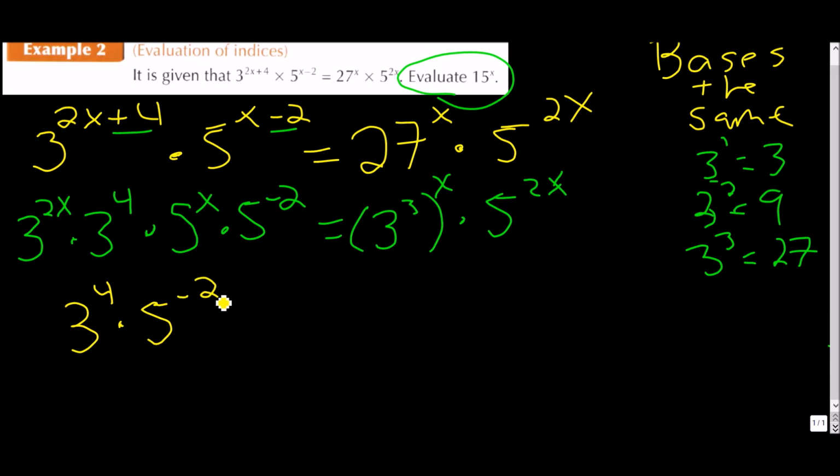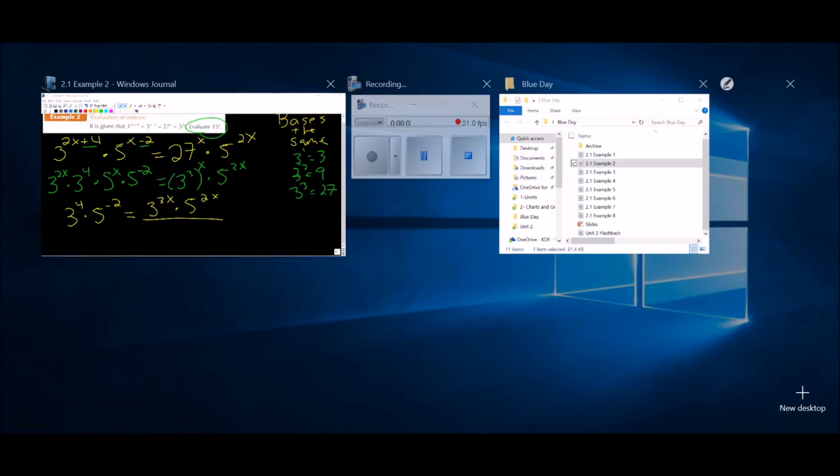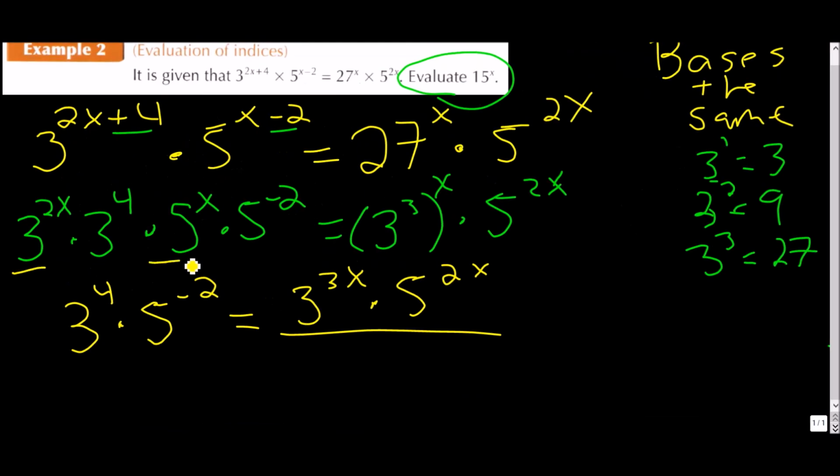That'll be over here. So now 3 cubed to the x makes 3 to the 3x. Remember, we multiply our exponents when we raise them. This is times 5 to the 2x. Now I'm dividing over these parts. So I'm dividing by 3 to the 2x times 5 to the x.